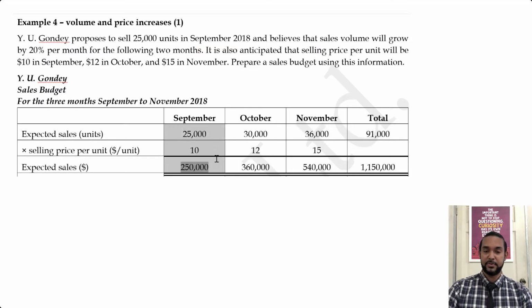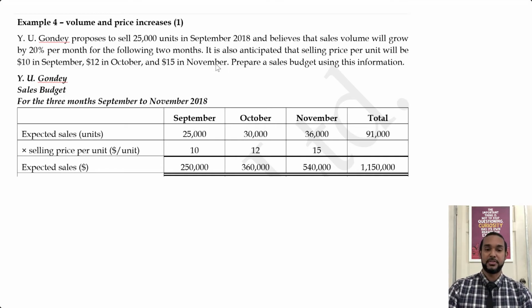For September, 25 by 10 is 250. For October, 30 by 12 is 360. For November, 36 by 15 is 540. And we can add going across to get a total for that 3-month period, right? So again, what we have in this question that we didn't have in the previous ones is that the selling price is increasing, but we didn't have to calculate it. It was given to us.